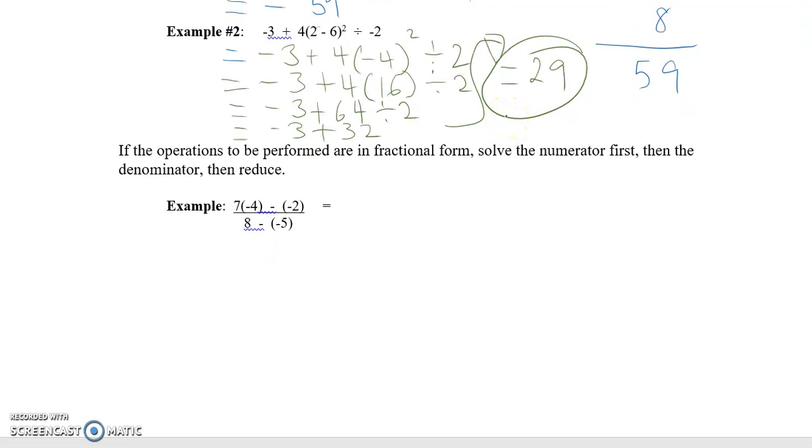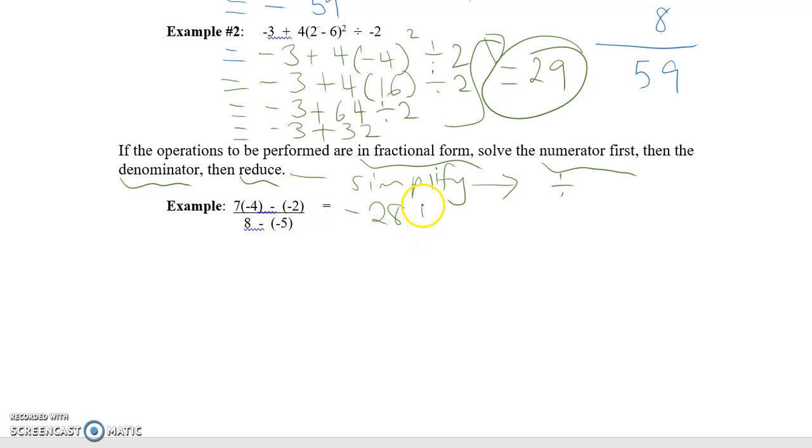Really important note, if the operations are fractions, you want to solve the numerator first, then the denominator, then simplify. That's what reduce just means, simplify. Simplify means see what you can divide through by on the top and bottom. So in this first example here, I'm looking at the top, and I'm going to go 7 times -4 is -28.